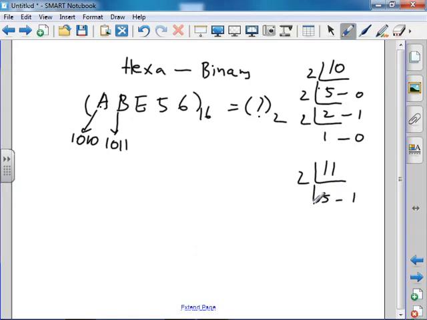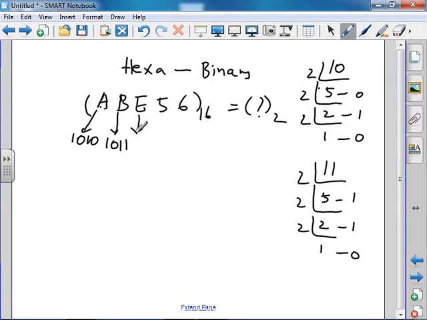Remainder 1. Again you divide 5 by 2, you will get 2, remainder 1. Now you divide it by 2, you will get the answer 1 0. So 1 0 1 1. Now E, what is its equivalent number?